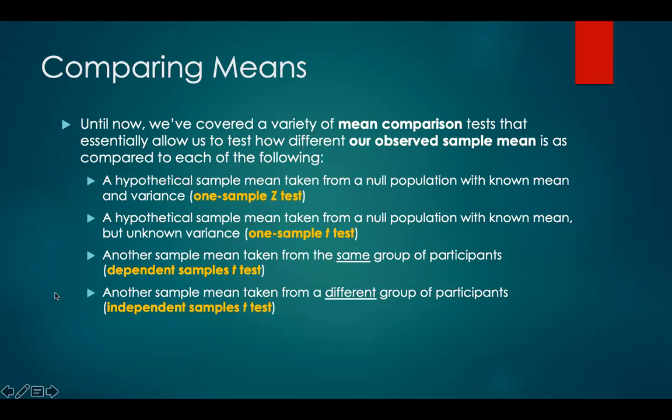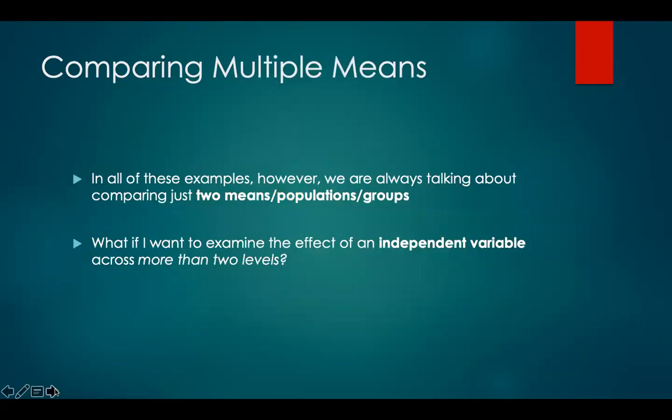So until now, we've covered a variety of mean comparison tests that essentially allow us to test how different our observed sample mean is, as compared to each of the following: a hypothetical sample mean taken from a null population with a known mean and variance, that's the one sample z-test; a hypothetical sample mean taken from a null population with a known mean but unknown variance, a one sample t-test; another sample mean taken from the same group of participants, a dependent samples t-test; and another sample mean taken from a different group of participants, or an independent samples t-test. In all of these experiments, however, we are always talking about comparing just two means, populations, or groups.